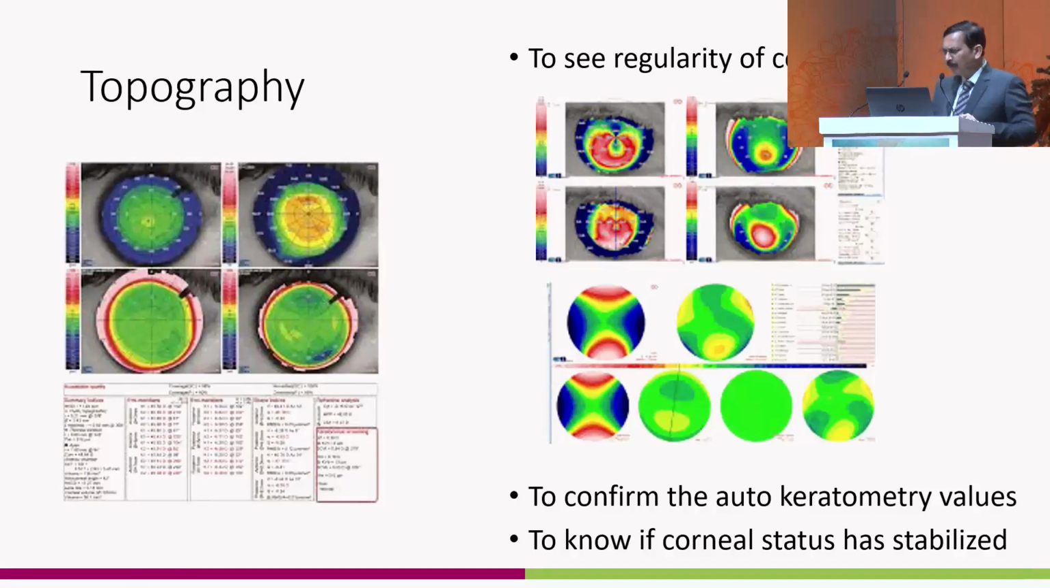I feel topography is a must because now topography is available with everybody. It's a must for various reasons. One is to know if it correlates with other K values and axis determination, and to see if the cornea is regular, to rule out keratoconus or pellucid marginal degeneration, to see if corneal status is regularized following any of the corneal surgeries, including pterygium surgery. We will see an example later. And then to know if the patient has already undergone laser vision correction earlier and doesn't give the history.